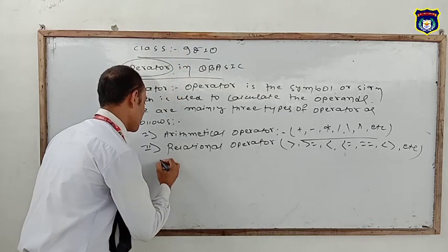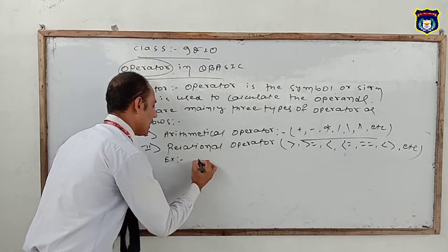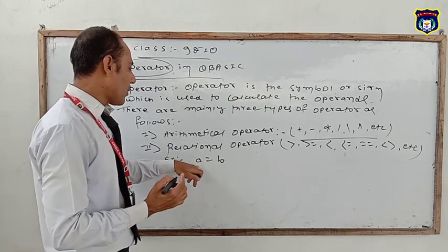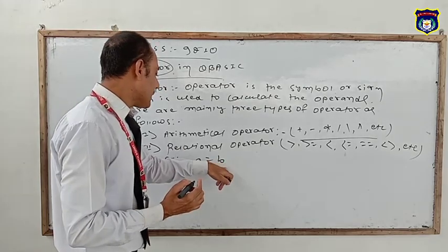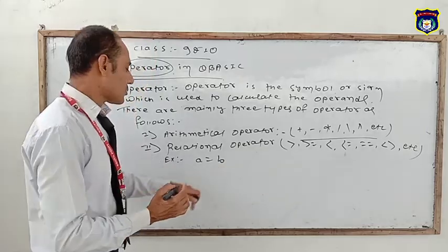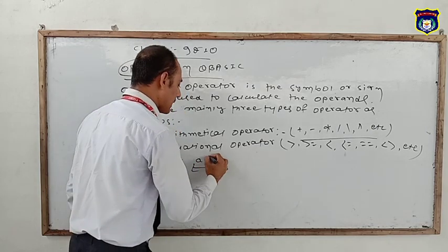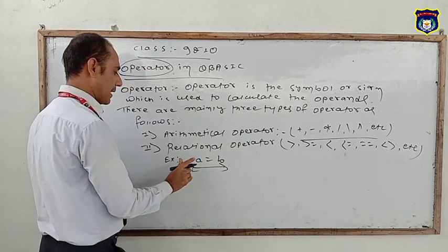Suppose A equal to B, for example. That means if the value of A is equal to the value of B, that means both are equal. So both are compared. So equal to is also called a relational operator.